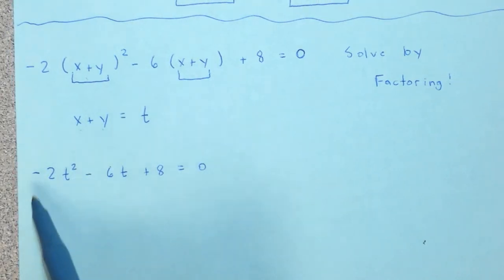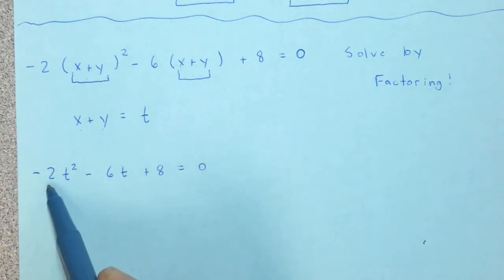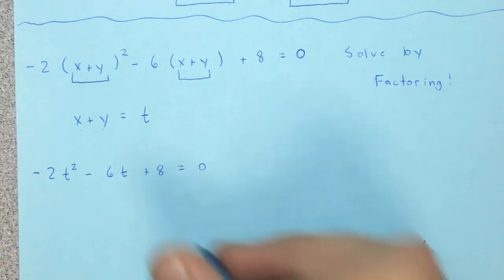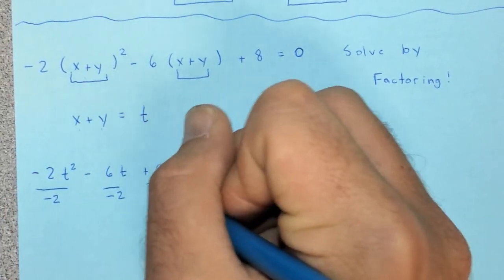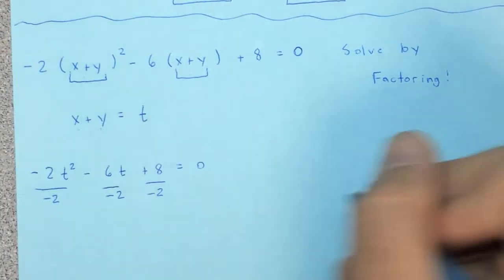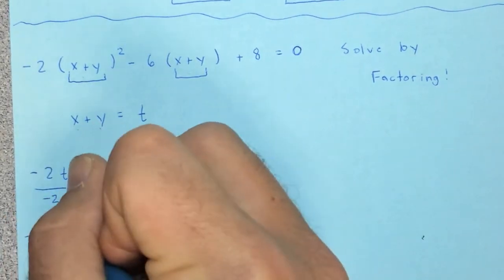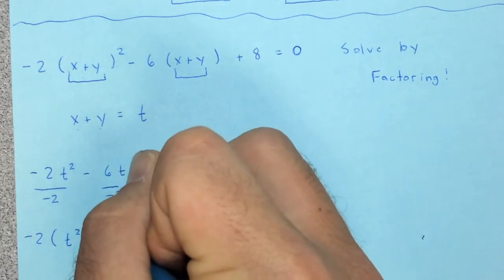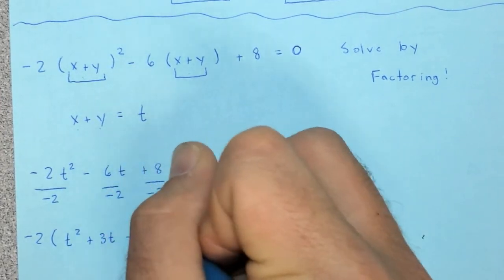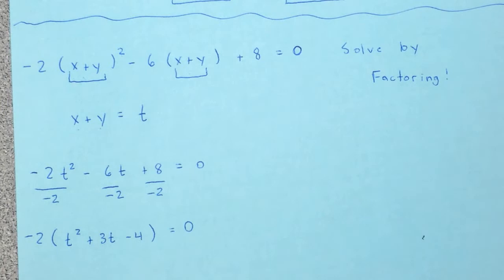Let's do it, baby. I have a negative, and there's a GCF through here, so let's divide everything by negative 2. So I'm going to have this negative 2 up front. That leaves me with t squared plus 3t minus 4 is equal to 0.